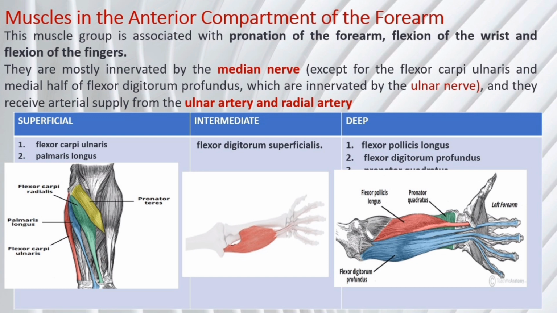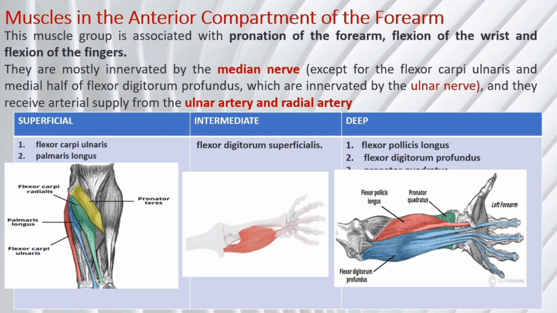This muscle group is associated with pronation of the forearm, flexion of the wrist, and flexion of the fingers. They are mostly innervated by the median nerve, except for the flexor carpi ulnaris and medial half of flexor digitorum profundus, which are innervated by the ulnar nerve, and they receive arterial supply from the ulnar artery and radial artery. In this video, we shall look at the anatomy of the muscles in the anterior compartment of the forearm, their attachments, actions, innervation, and clinical correlations.